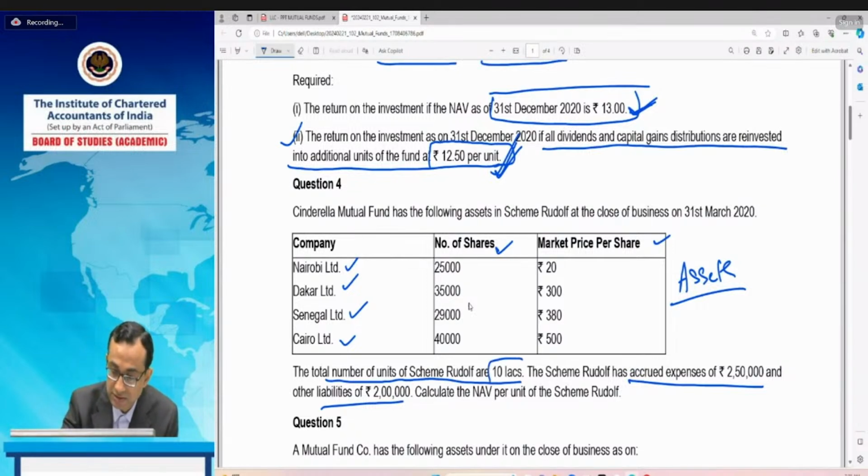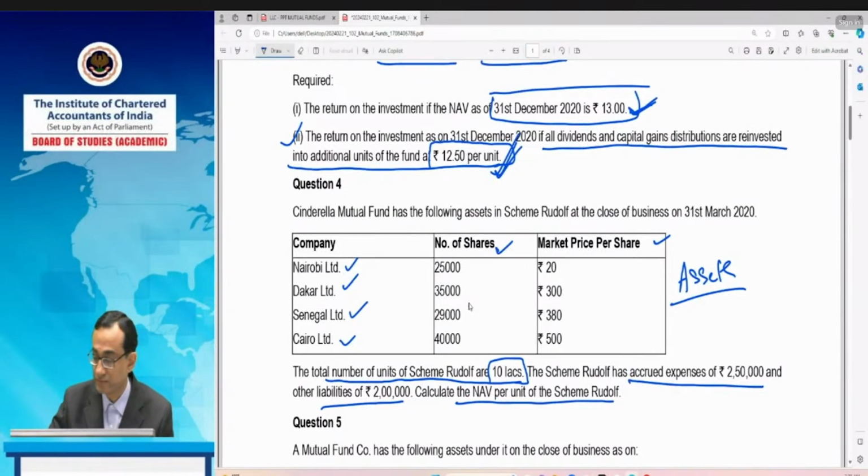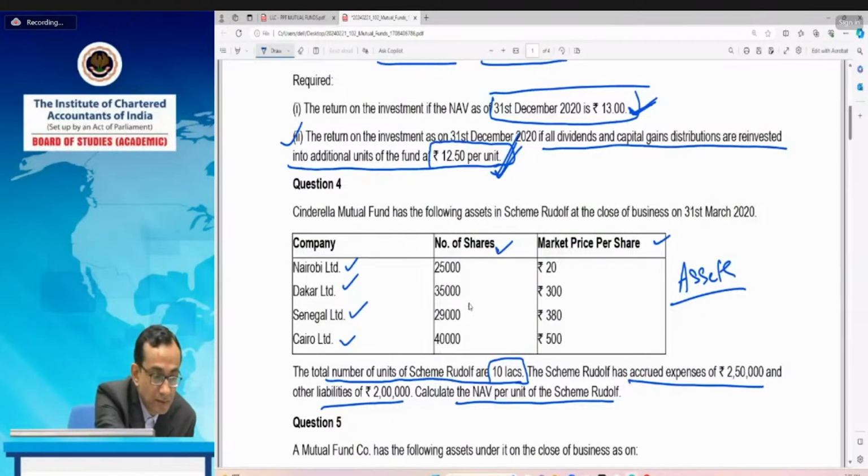This is given in the question itself. So you have to calculate the NAV. What the question asks is NAV per unit of scheme Rudolph. So let us proceed with the question.